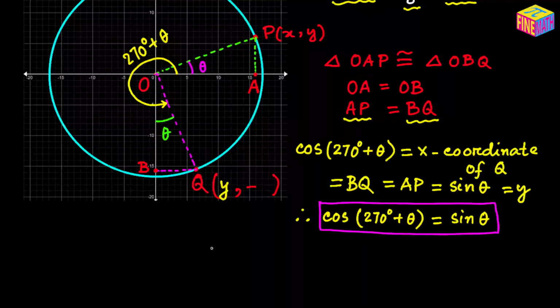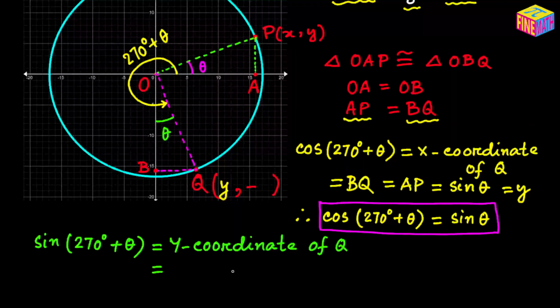Well, from the concept of trigonometric function on unit circle, we know that the y coordinate would be represented by the sine of the angle that OQ would make with the positive x-axis. In this case, that is 270 degree plus theta. So the y coordinate of Q would be equal to the sine of 270 degree plus theta. So let me write that down.